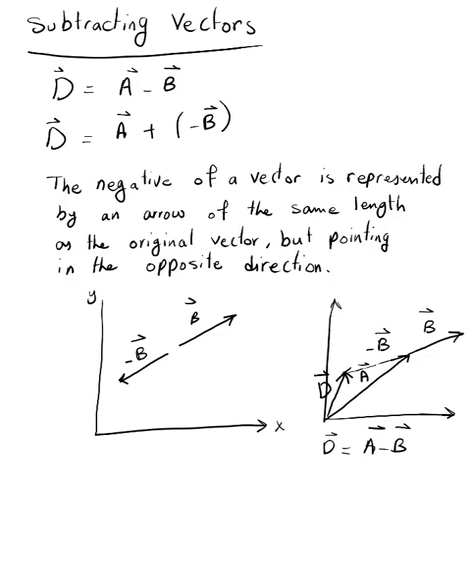The same thing happens when I want to use the components to do that. Again, I'm going to just find the x components, and then Dx is equal to Ax minus Bx. Then Dy is Ay minus By. And once I have the components, then I can say D is the square root of Dx squared plus Dy squared.